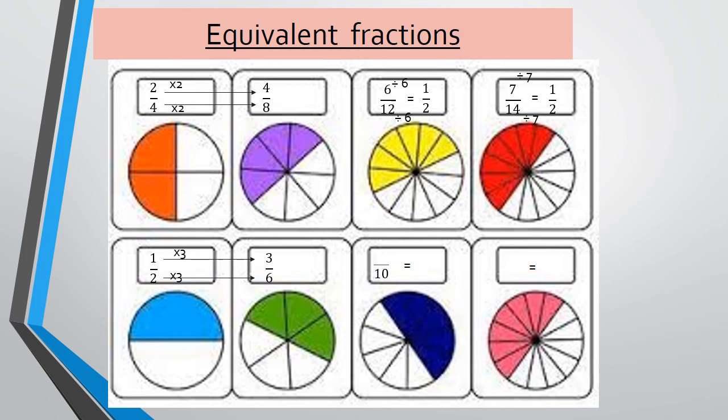The last one, the first fraction is 5 over 10 and the second 7 over 14. 5 cannot be 7 by multiplying by any number and 10 cannot be 14. But we can divide 5 and 10 by 5, and 7 over 14 by 7, and we get the same result, 1 over 2. So 5 over 10 and 7 over 14 are also equivalent.